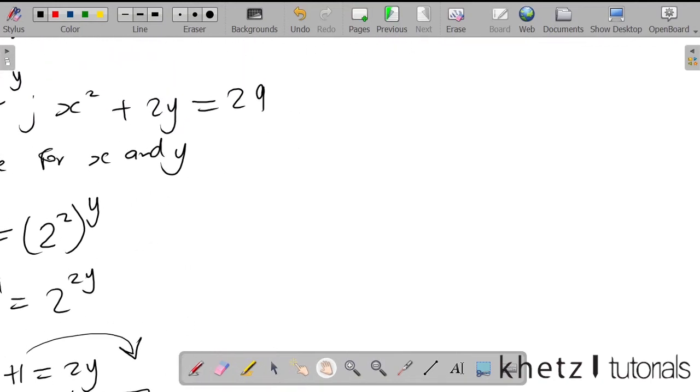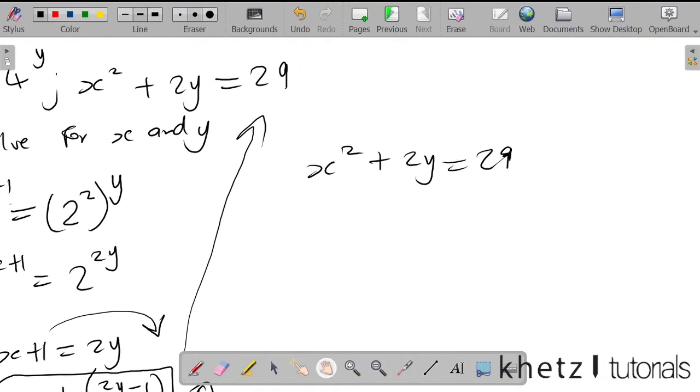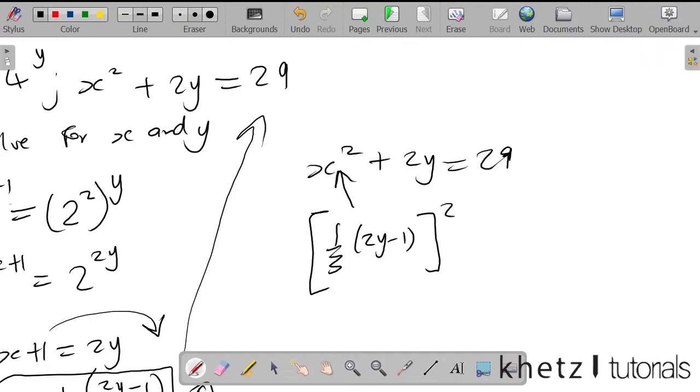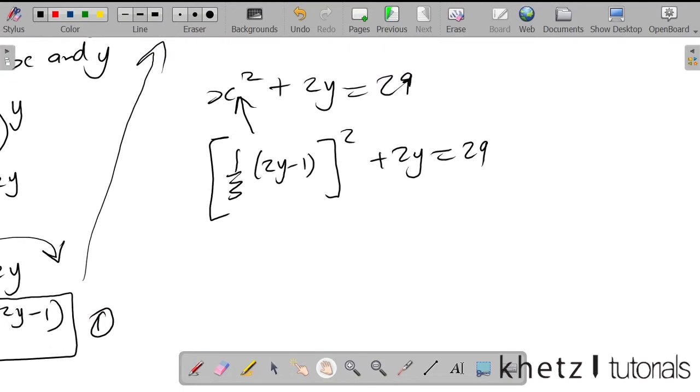You're going to take this to the formula given to us in the question over here, which says x squared plus 2y is equal to 29, right? So substituting the x from this formula, it's a third of 2y subtract 1, and I'm going to square that. This is just substituting x into there. Then you're going to have plus 2y, then you have equals to 29. Now we only have y in this equation, so therefore we're just going to solve for y and use that answer for y to find x.